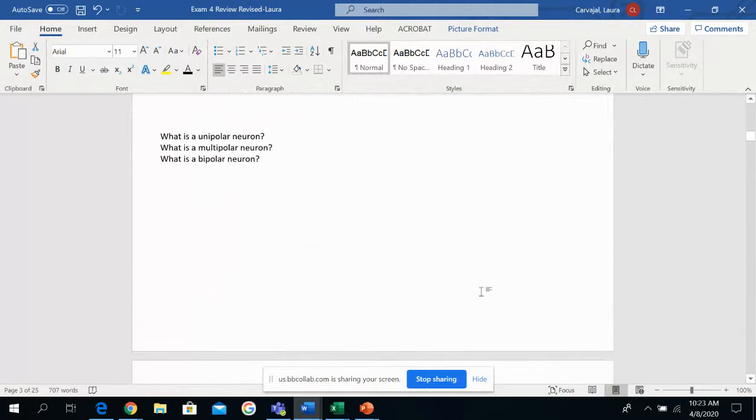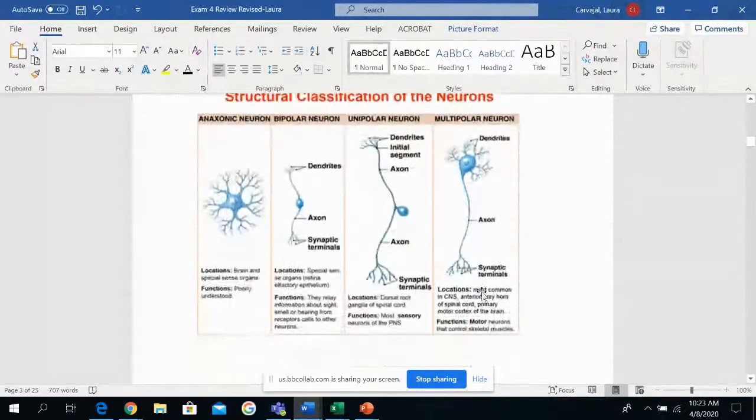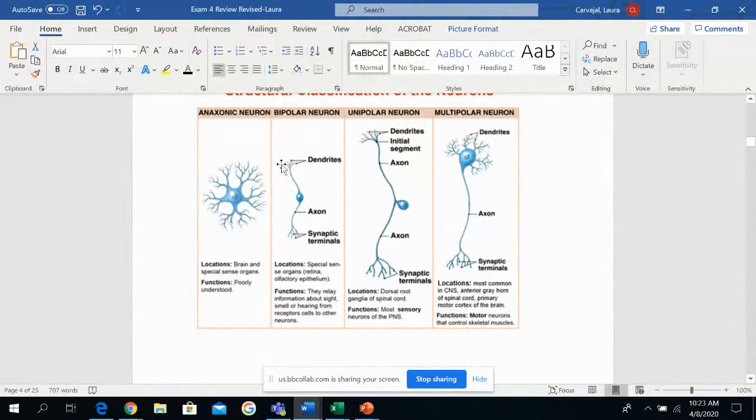Okay, so unipolar, multipolar, bipolar neurons. Bipolar neurons are found in your special senses. They have a reception end, which is the dendrites. They have their cell body, the axon, and their synaptic terminals. As you can see here, they are smaller in size.